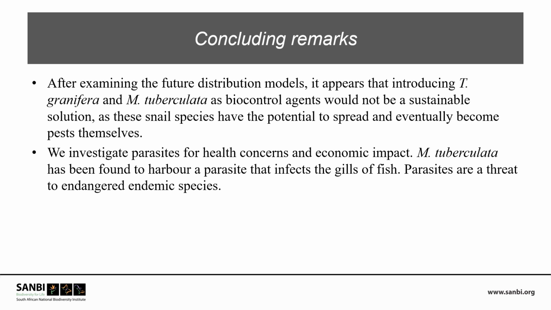In conclusion, after examining the future distribution models, it appears that introducing Tarebia granifera and Melanoides tuberculata as biocontrol agents would not be a sustainable solution, as these species have the potential to spread and eventually become pests themselves.